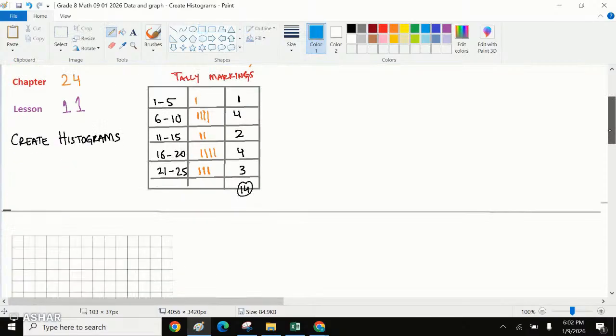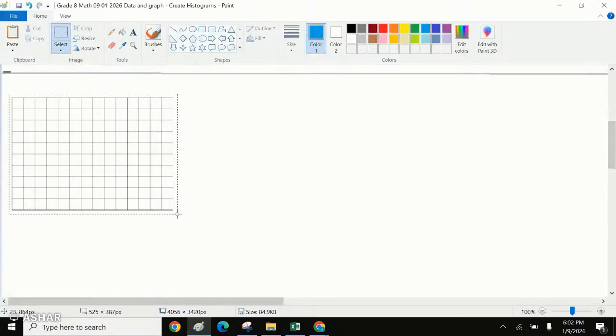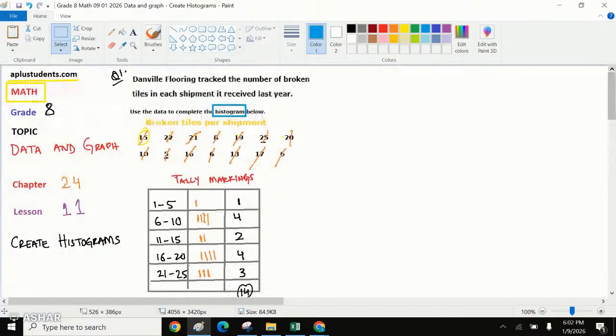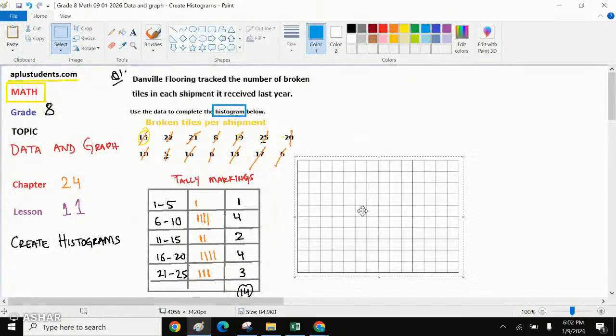Okay, I'll just pick up a grid. We just select a grid and let's do it on the grid. If I have this grid with me, what should be on the horizontal axis? The first thing we need to do is the labelings. On the horizontal axis, we are looking at the number of broken tiles. On the y-axis, we are looking at the number of shipments. So the axis is very important for us.